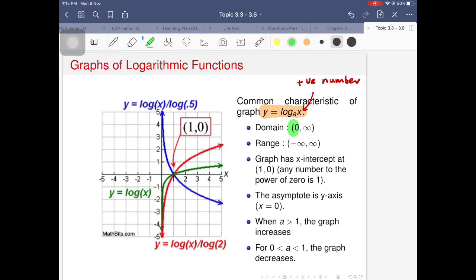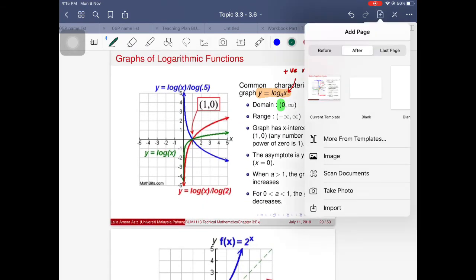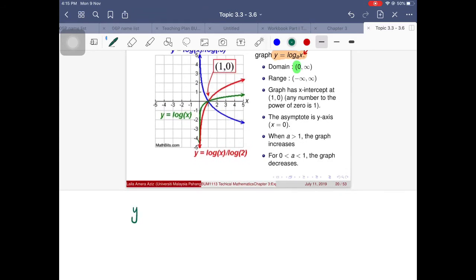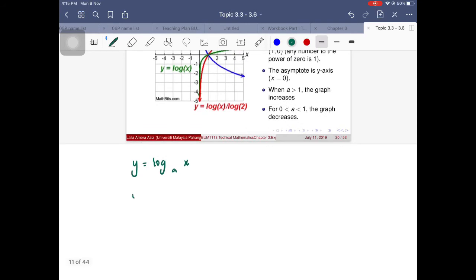The graph has an x-intercept at (1, 0). We know the x-intercept is the case when y is equal to 0. So let me add a paper. You have an equation y equals log of ax. The x-intercept is when y is equal to 0. When y is equal to 0, we get log of ax equal to 0. I want to change this to index form. So x is going to equal a to the power of 0, and we know that anything raised to the power of 0 is simply 1. So the intercept is going to be at (1, 0).